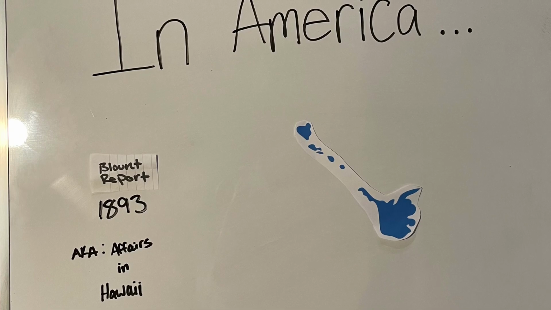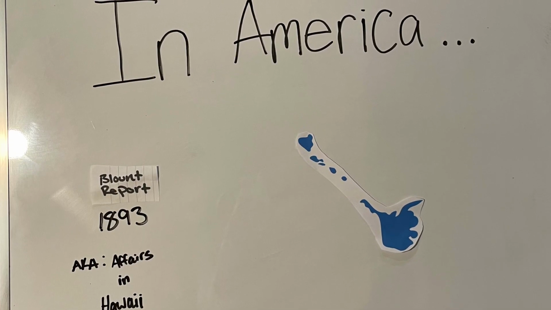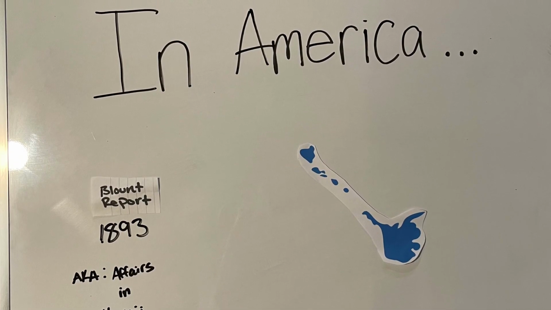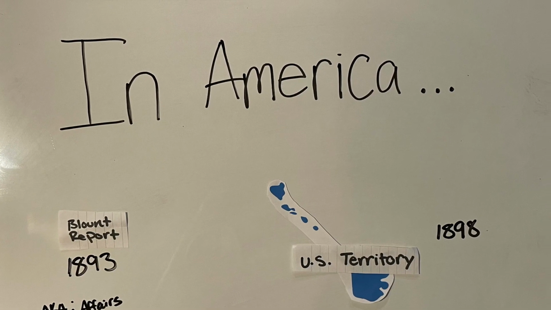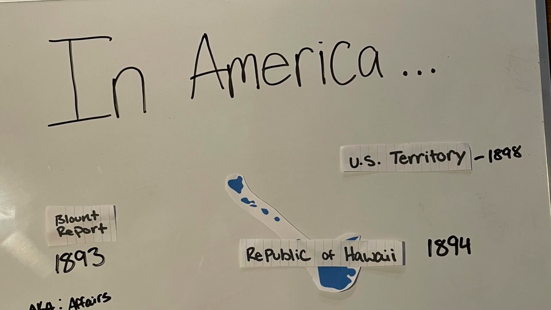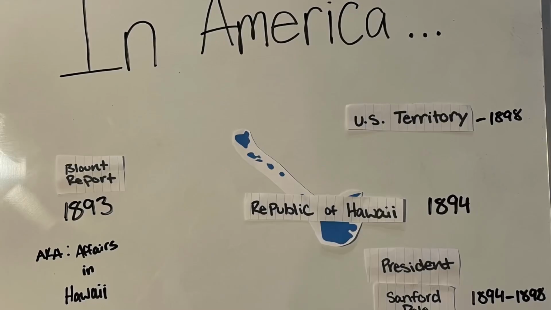In the end, although they didn't give Queen Liliuokalani her power back, President Cleveland also didn't go ahead with annexing Hawaii after reading the Blount Report, but still wouldn't stop Hawaii from becoming a territory in 1898 or from Sanford Dole declaring Hawaii a republic in 1894 and himself the president of the Republic of Hawaii, a title he held until 1898.